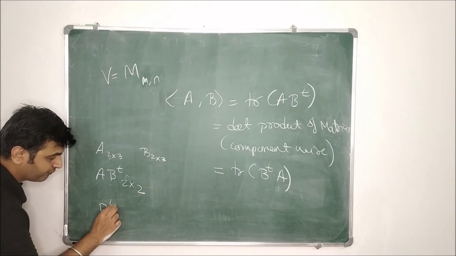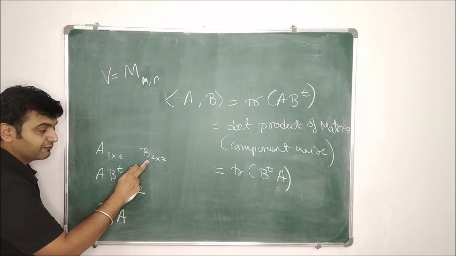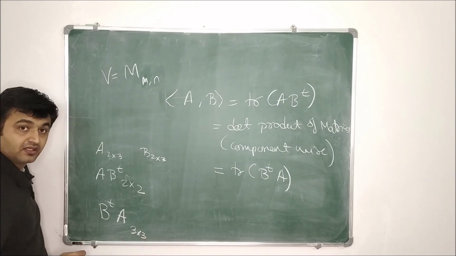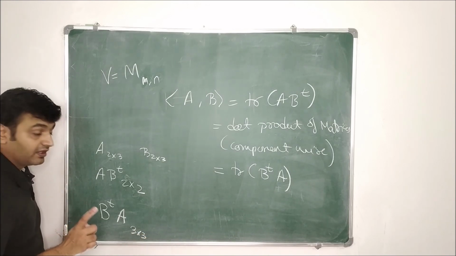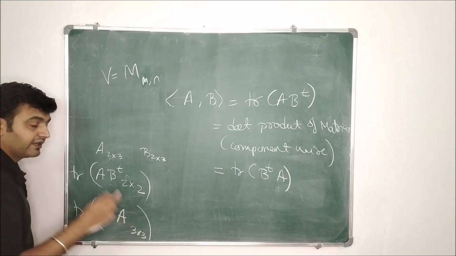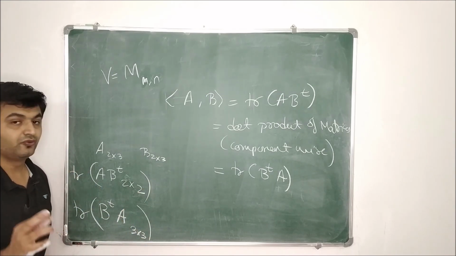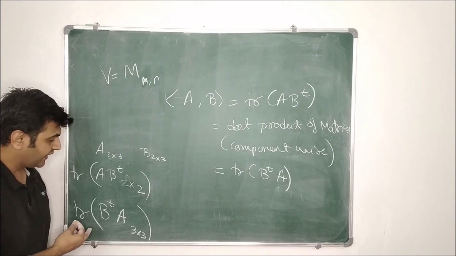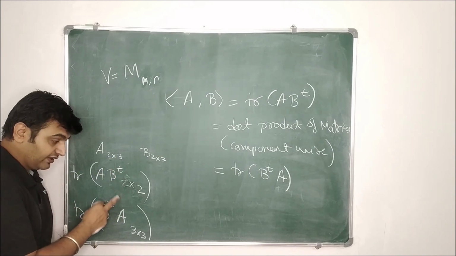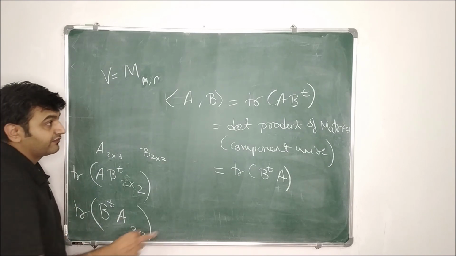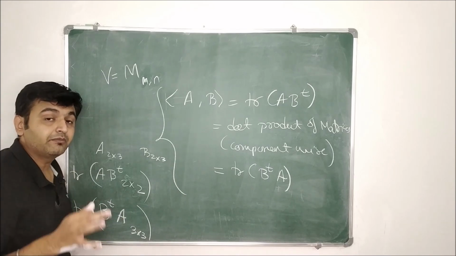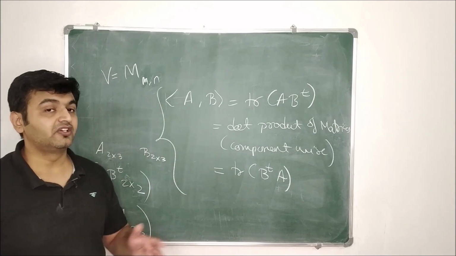What will be the order of B transpose A? B transpose is 3 by 2. This is 2 by 3. So this will be a 3 cross 3 matrix. As matrices they are different. But if you try to find the trace for both the matrices, it will come out to be the same. If you don't trust me, you can do the calculation and see whether you are getting the same trace or not. So the matrices are different, but the trace will come out to be the same. Therefore, all these three definitions give you the same inner product on the world of matrices.